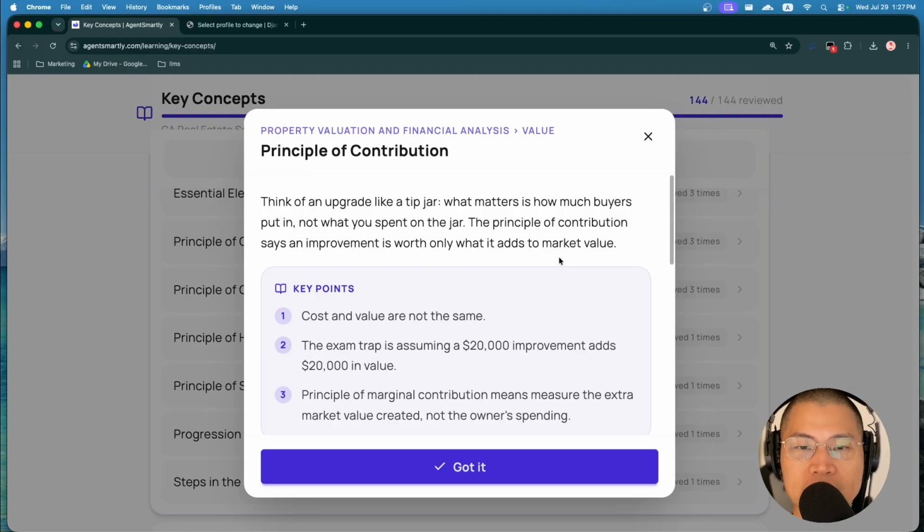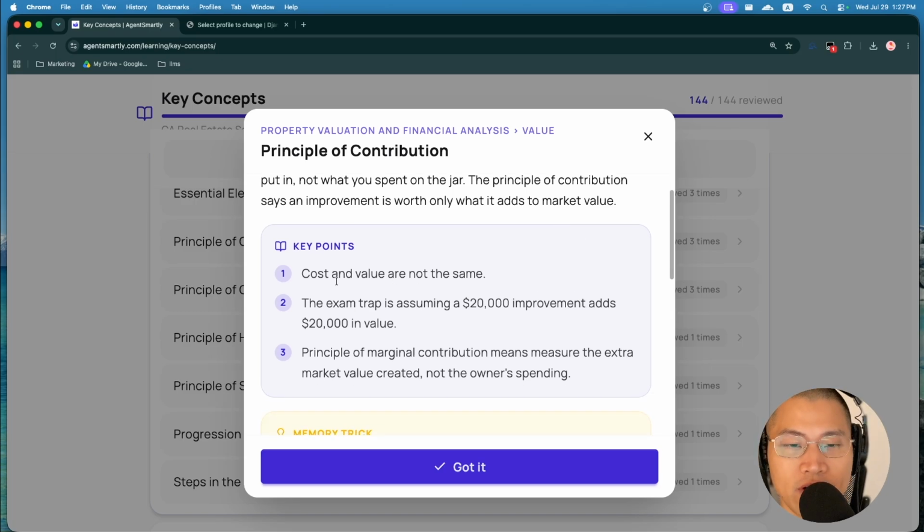So let me give you guys a real world example. Sometimes you spend 20K to build a swimming pool in your backyard, but it doesn't mean the future buyer is willing to pay that extra 20K, the added value. Maybe they don't need a swimming pool, and they don't want to pay the extra 20K. That's the principle of contribution. It really depends on what the market, what the buyer, is willing to pay. Spending 20K doesn't mean it will add 20K of value. I hope that explains it a little more.